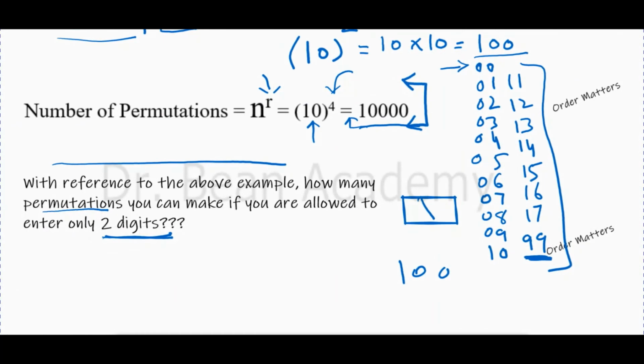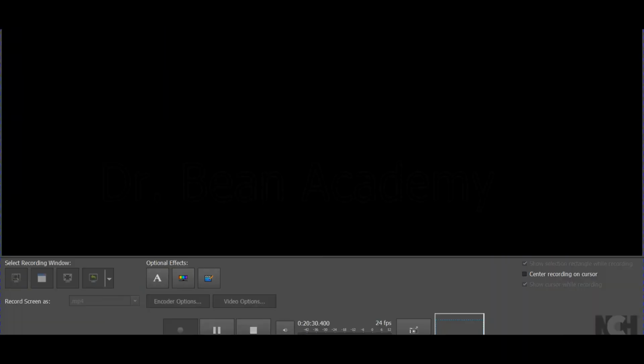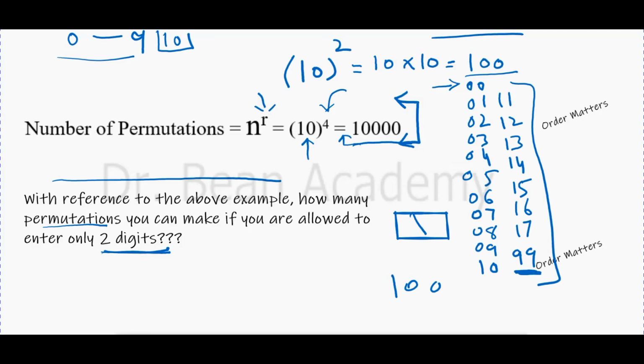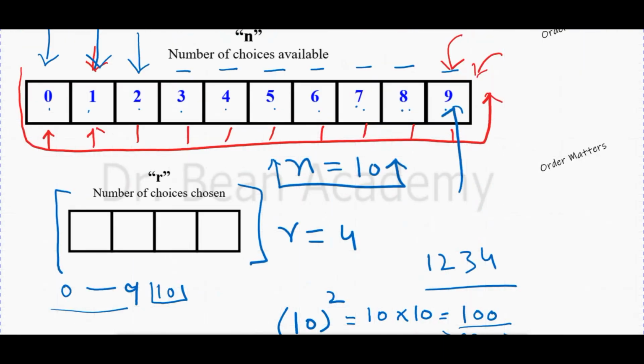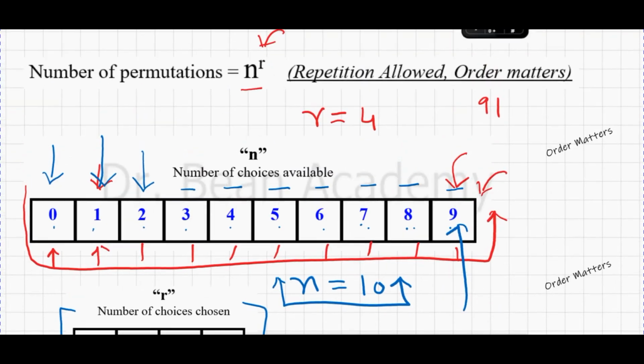So this is how you calculate the total number of permutations if repetition is allowed and it is a permutation, meaning order matters. Before ending this section, I tell you that this formula is applicable anywhere where repetition is allowed and you want to know how many permutations are possible.